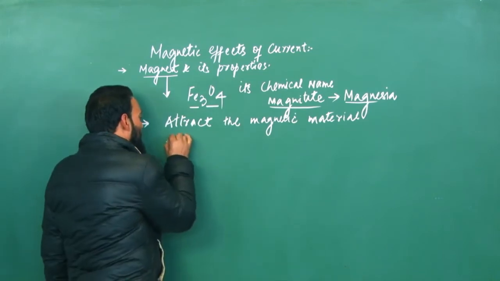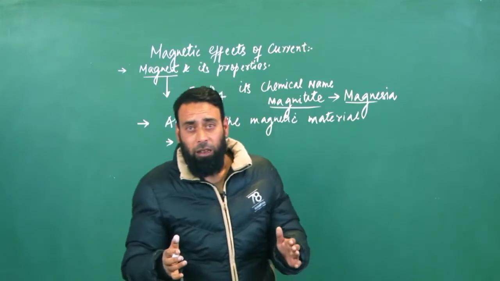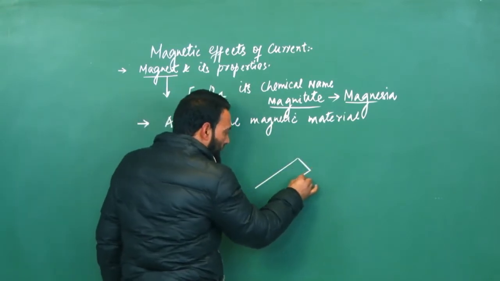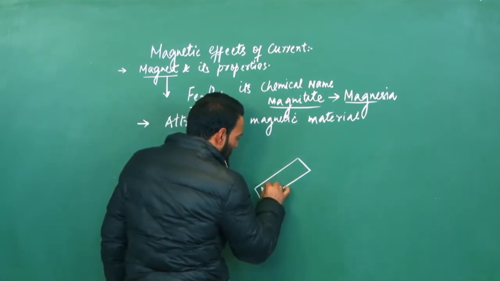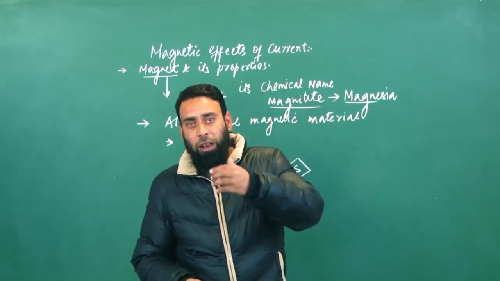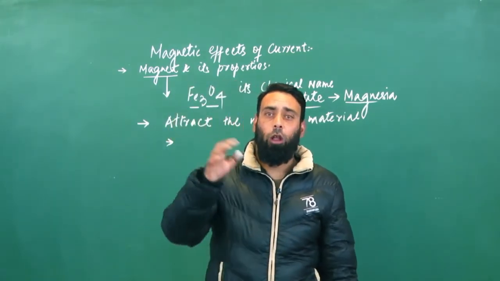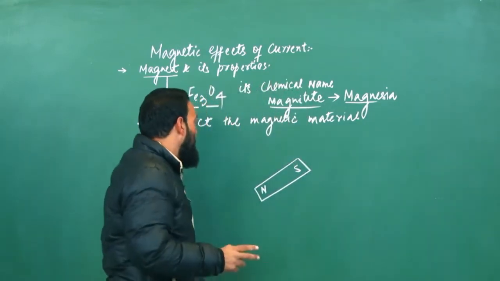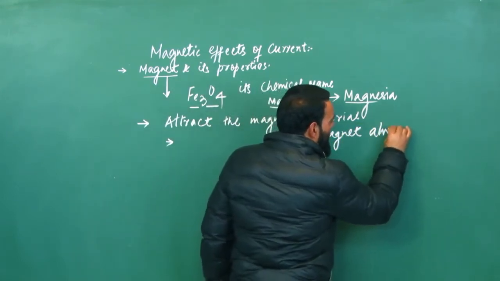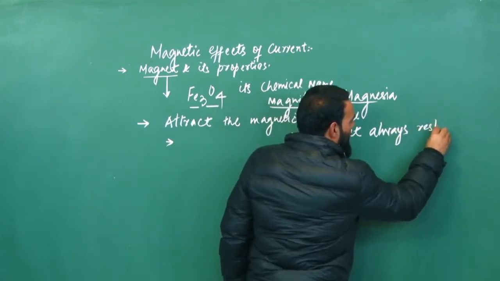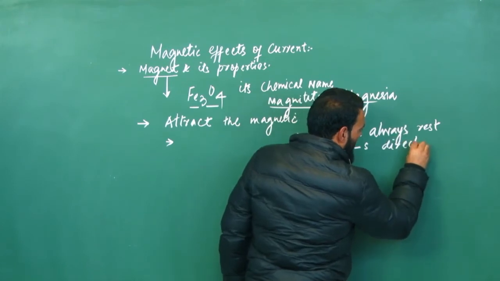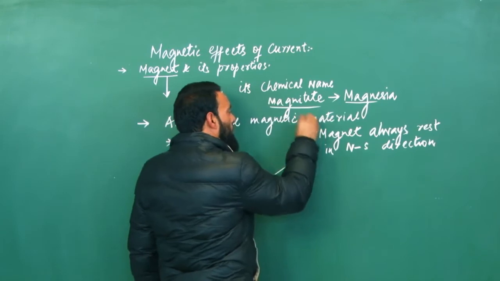The first important property of a permanent magnet or a natural magnet is that if we suspend any magnet freely under the influence of gravity, we find that this magnet always rests in a north-south direction. Why? Because Earth also acts as a big magnet. So when a bar magnet is suspended, it always rests in a north-south direction. This is the first important property of a magnet.